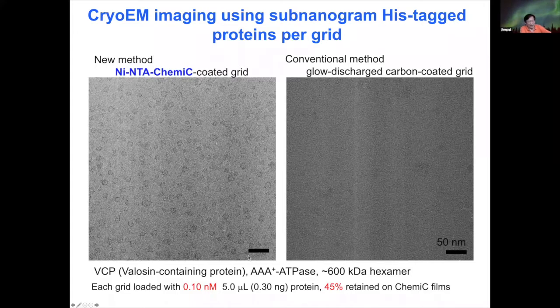And if we do a calculation based on the surface density, we actually retained about 45% of the molecules we loaded onto the grid. As I said, using the conventional method, we usually lose about 99.9%. So we change from about 99.9% loss to about 50% loss. So we are about a few hundredfold better than the conventional method.